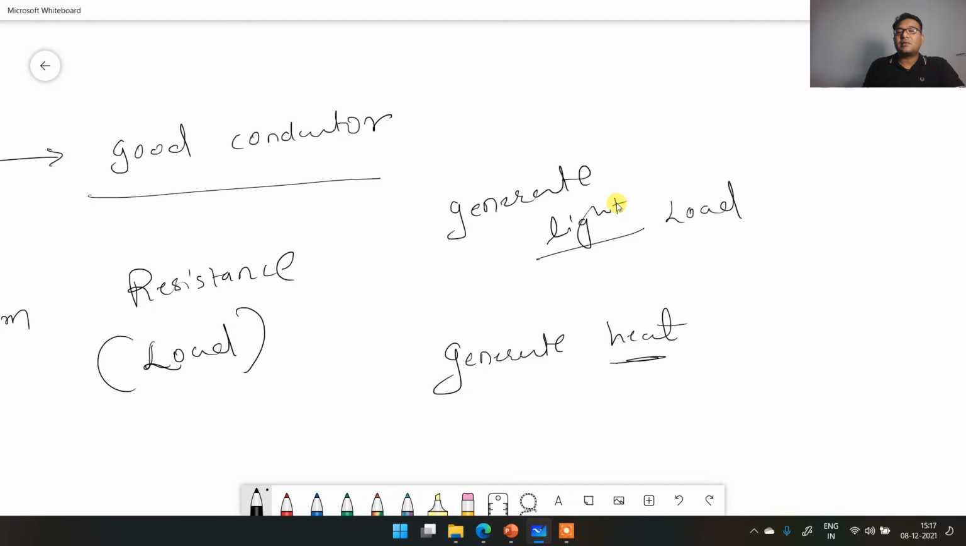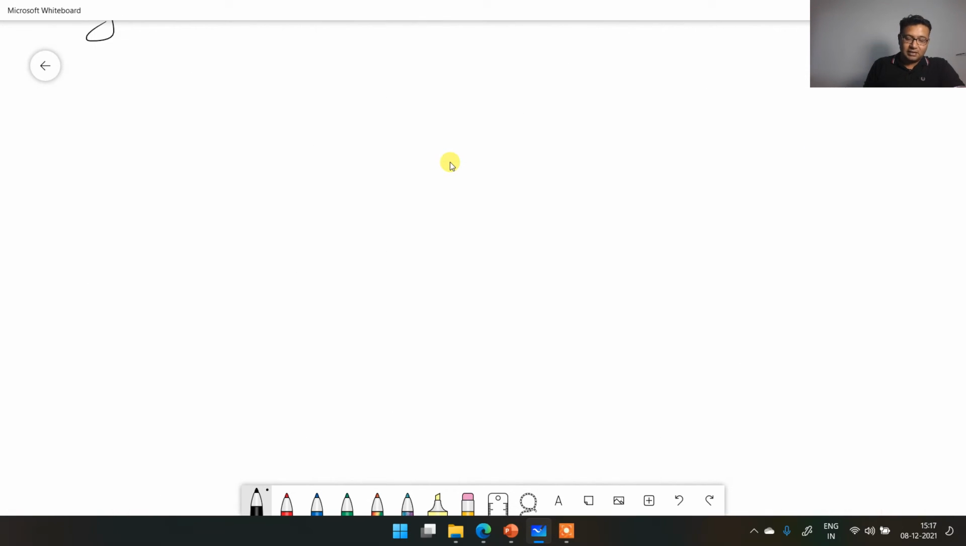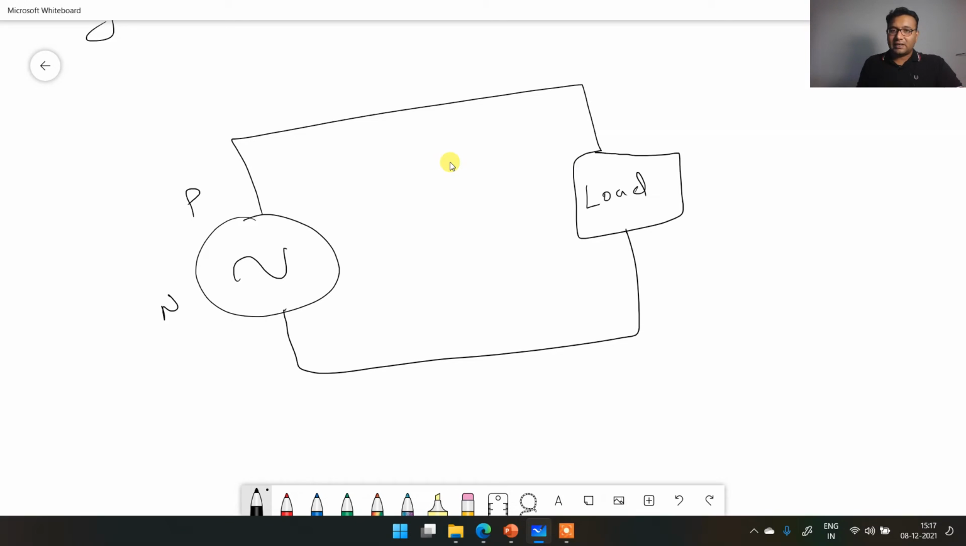You have to give some kind of load between your wires or between your conductor for the energy to flow. Let's come to it again. I'll just use this as a symbol of AC supply. Let's consider phase and neutral. These are wires. There is a load, and then you connect it to neutral. So whenever you create a circuit like that, your load will turn on. If it is a bulb, then the bulb will glow.